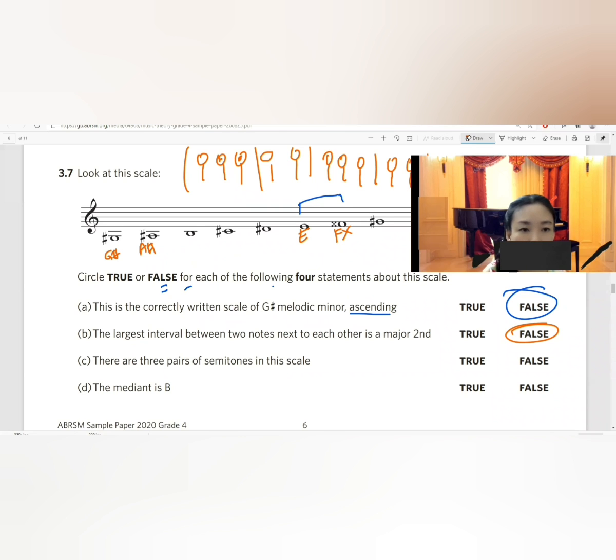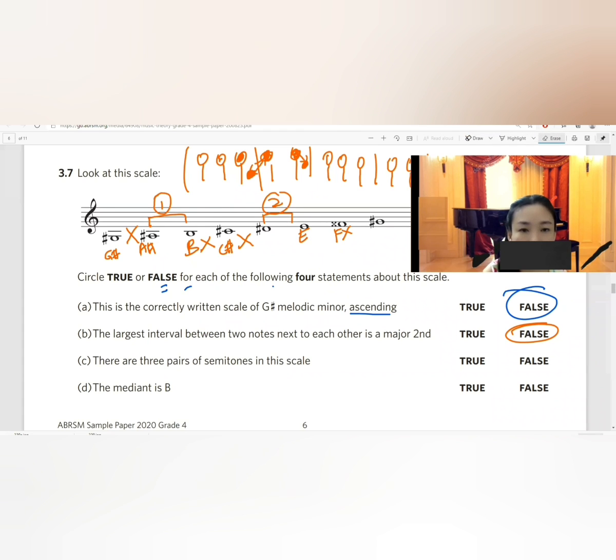So this is not a semitone. A sharp to B. Yes, A sharp is here, and then B is here. So yes, this is one pair of semitones. So B to C sharp. No, so this is out. C sharp to D sharp is here. So this is also out. And D sharp to E, yes. From here to here, yes. This is the second pair of semitones.